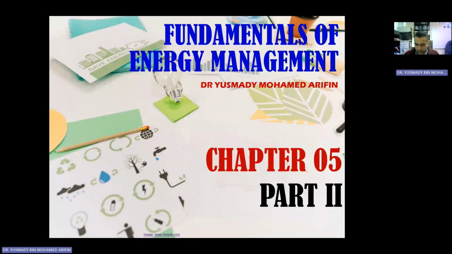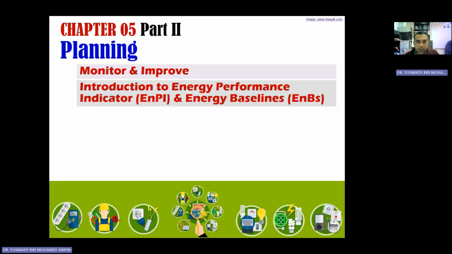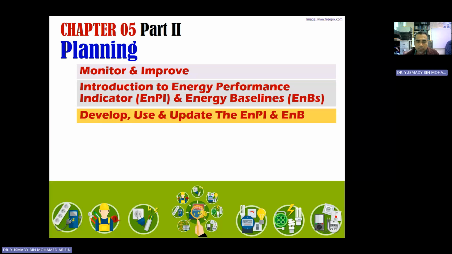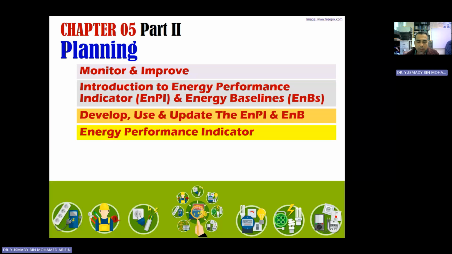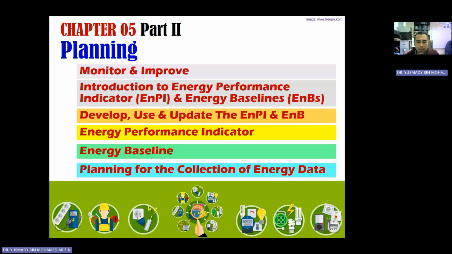Chapter number 5, part number 2. In terms of subtopic, we will discuss the monitor and improvement process, an introduction to the energy performance indicator and energy baseline, and how to develop, use and update the energy performance indicator and energy baseline. The specific subtopics are the energy performance indicator, referred to as EnPI, and the energy baseline, referred to as the EnB. And the last one, we'll discuss the planning for the collection of energy data.